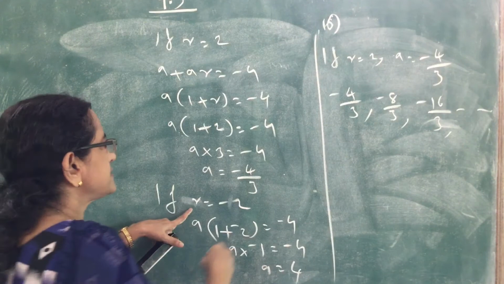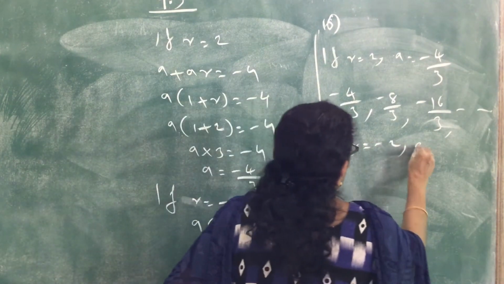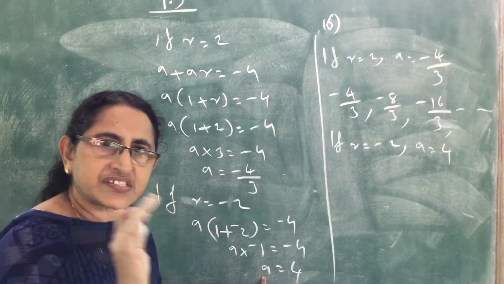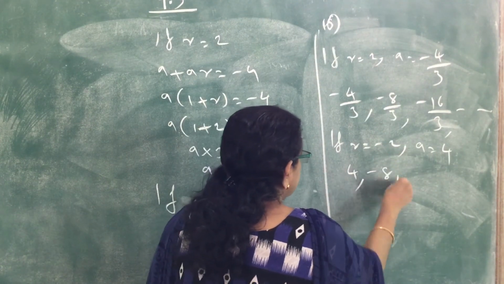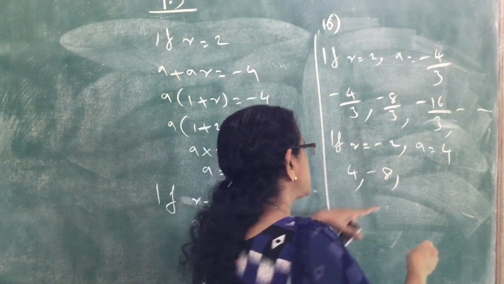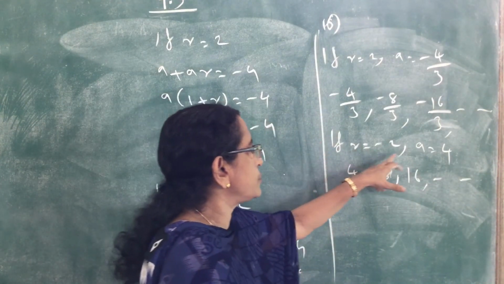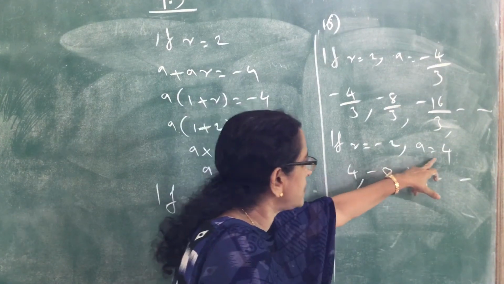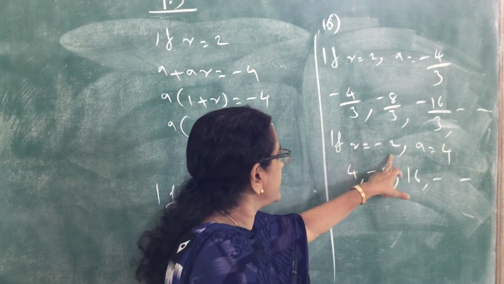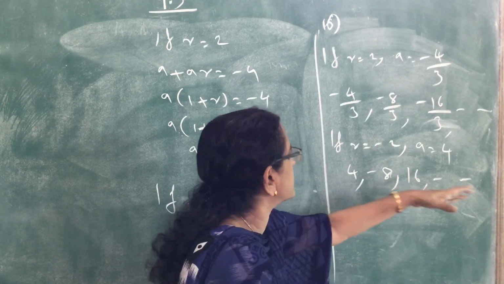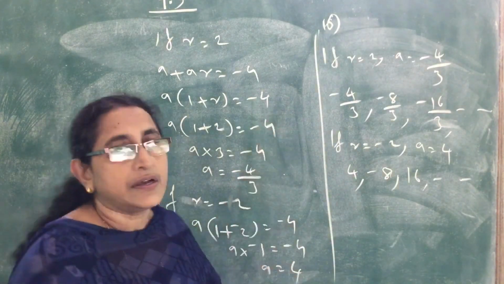Now consider the other case. If R equal to negative 2, then A equal to 4. Then what is the GP? First term A is 4. Second term 4 into minus 2, minus 8. Then minus 8 into minus 2 is 16, and so on. That is the GP. So these are the GP in both the different cases. We have to consider each case.